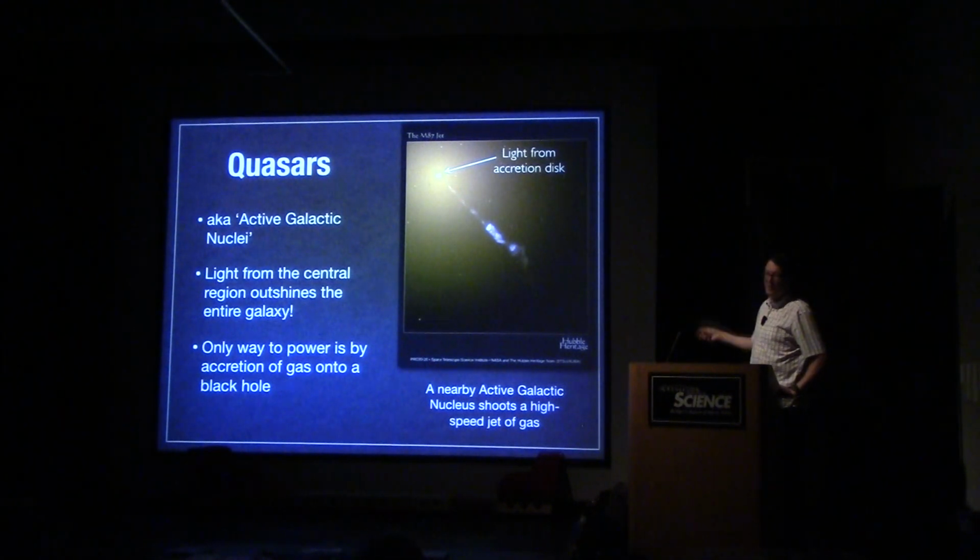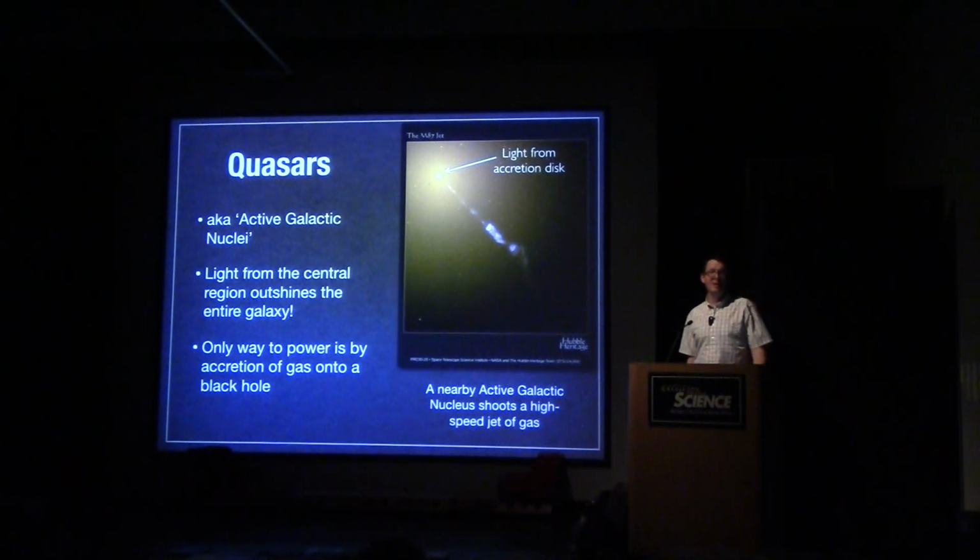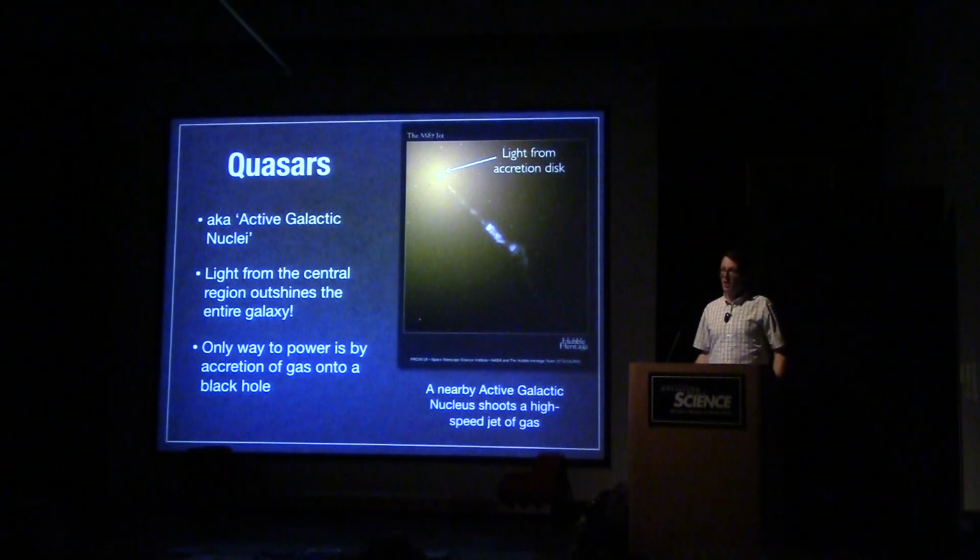What you can see here is that the light from the center of the galaxy is outshining the rest of the stars in the galaxy. Right? This is typical of what we see in active galactic nuclei. So we have as much light as, say, something like 10 billion stars coming out from the very central nucleus of the galaxy.